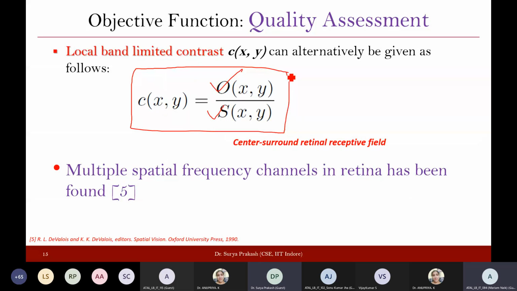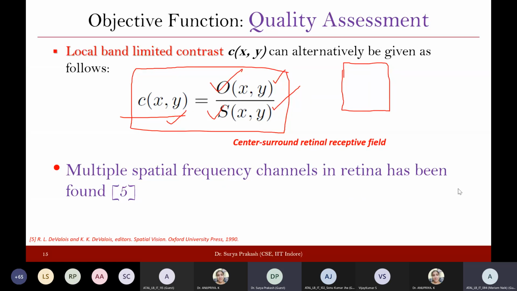If you have not understood anything, you can just remember this formula and later explore more about it. This formula basically says that you have a given image. For that given image, you get this DOG image, and you get a smoothened version of that image, and then you divide these images pixel by pixel, and you will get the contrast for different pixels.